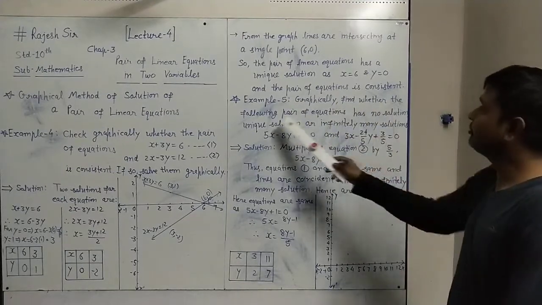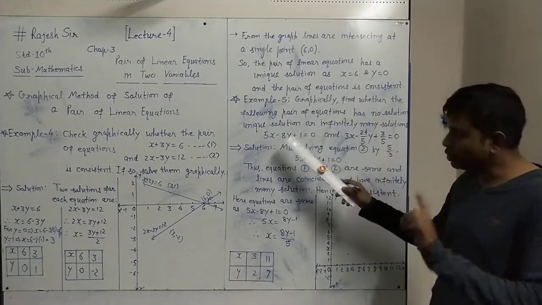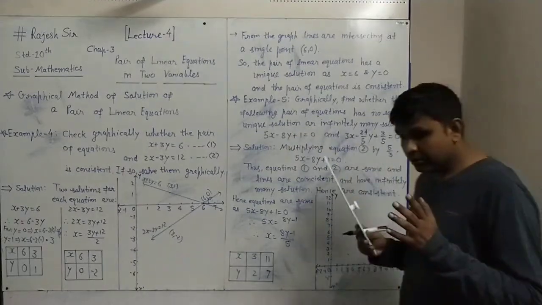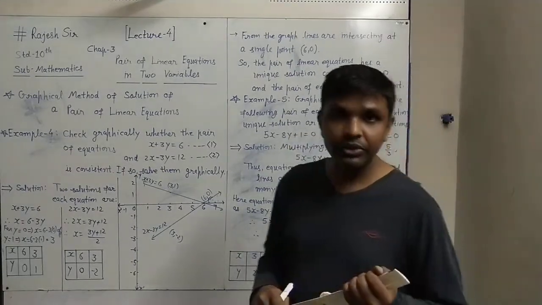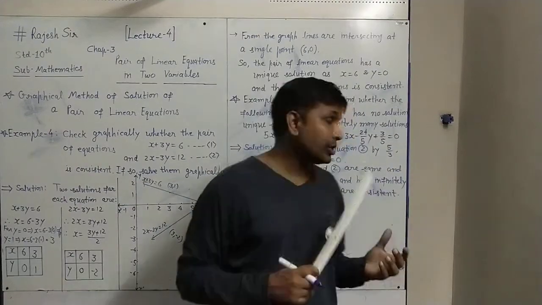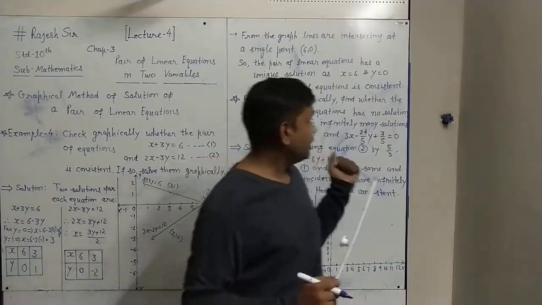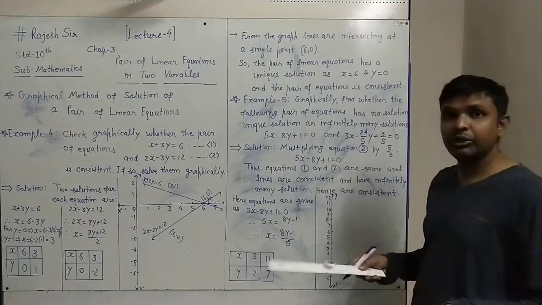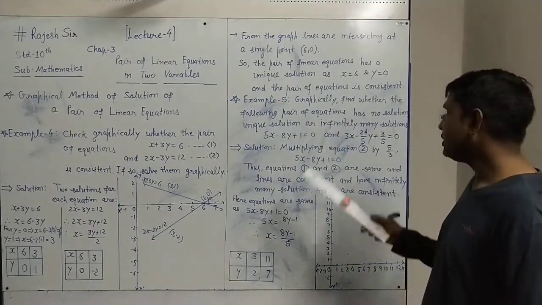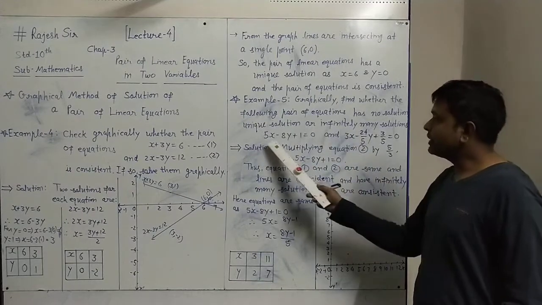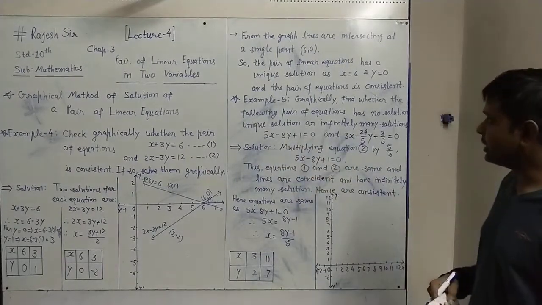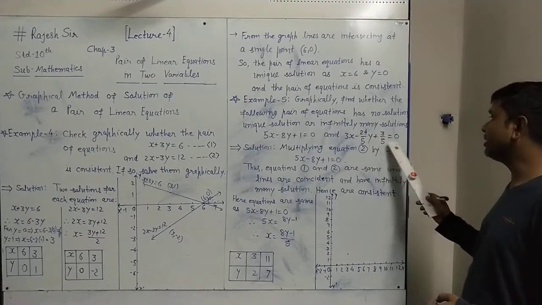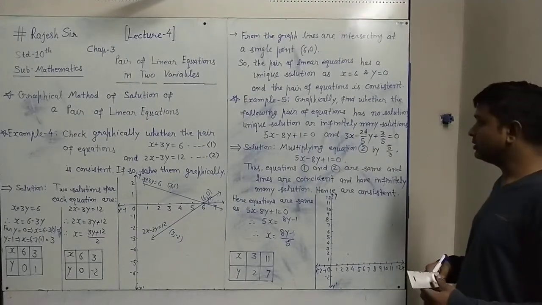Graphically find whether the following pair of equations has no solution, a unique solution, or infinitely many solutions. We are given a pair of linear equations and we have to check whether the equations have no solution, a unique solution, or many solutions. That we have to decide graphically. So the first equation is 5x minus 8y plus 1 equal to 0, and the second equation is 3x minus 24 by 5 y plus 3 by 5 equal to 0.